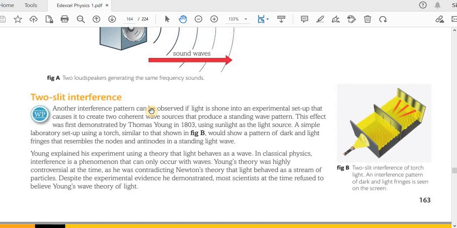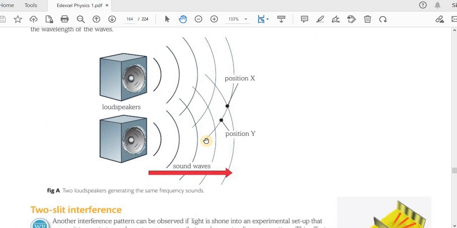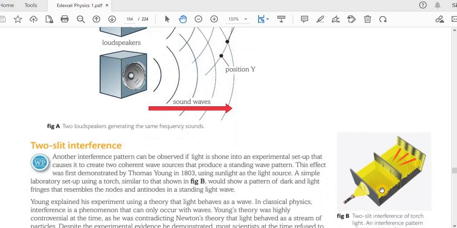Another interference pattern. Now firstly we saw the interference pattern with sound, where you have minimum sound, silence, and maximum sound. Maximum sound is represented by an antinode. Minimum sound is represented by a node. So since the waves here are produced by the same signal generator connected to the loudspeakers, we can have a stationary wave created here. Stationary wave, sound wave.